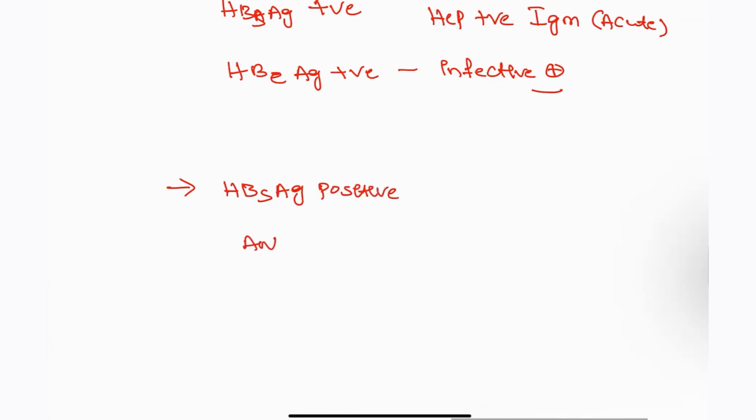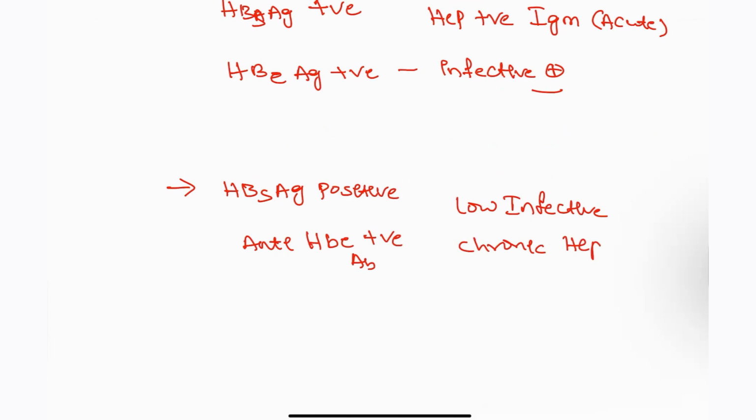Okay, next, anti-HBe positive. These are the antibodies. That means the patient is low infective, already must be chronic, right? Chronic hepatitis B positive. That is how we are going to interpret.